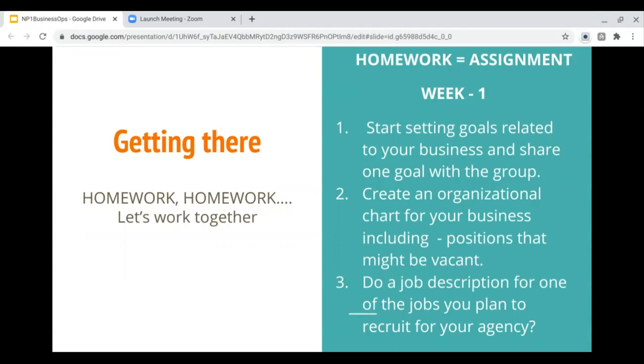As I mentioned early on in the meeting, the way that we're going to be setting up this particular mastermind is all the sessions initially will be live.